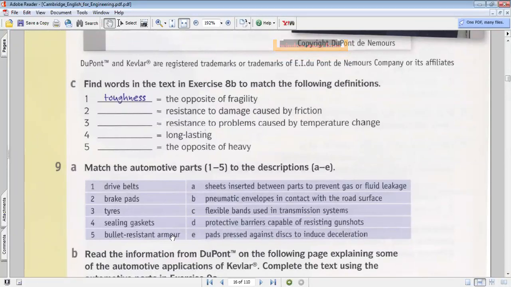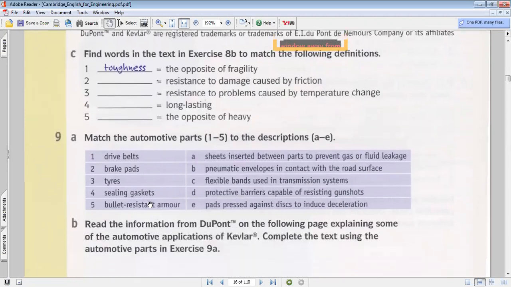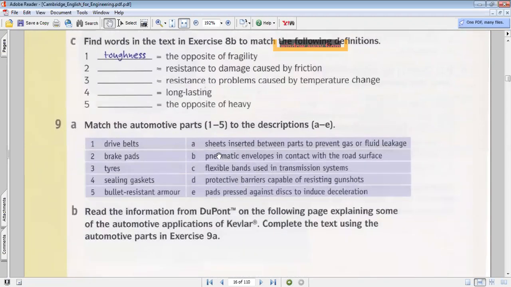خلينا نشوف أول حالة. Have a look at these, the movable parts or automotive parts. And here we have the descriptions. Let's see, for example, drive belts. Match the automotive parts to the descriptions. Which one describes drive belts?